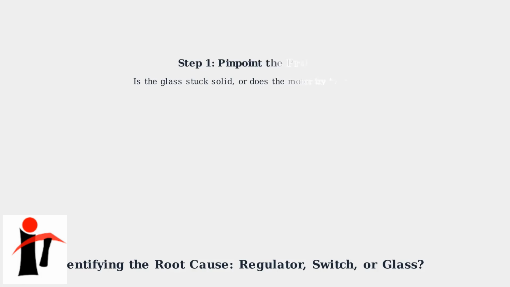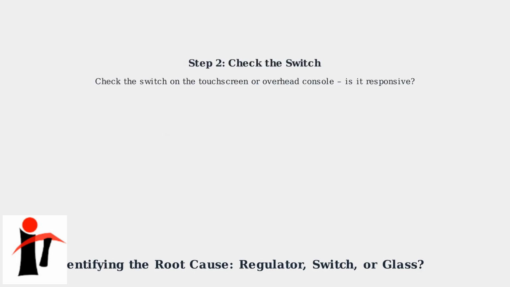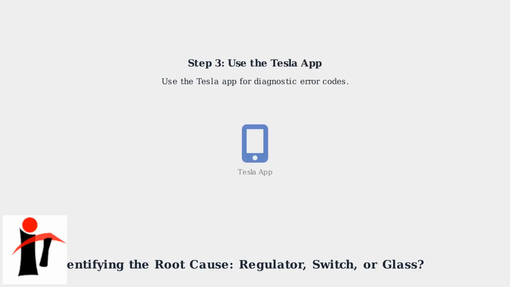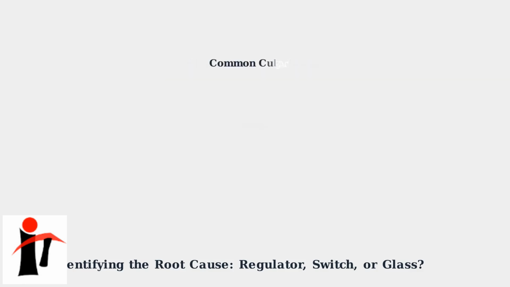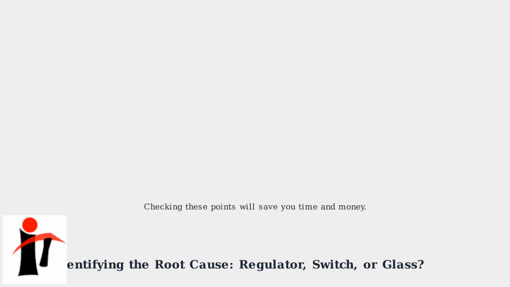The first step in fixing the Tesla Model S rear window issue is identifying the root cause. Start by pinpointing the problem. Is the glass stuck solid, or does the motor try to move it? Next, check the switch on the touchscreen or overhead console to see if it's responsive. Then, use the Tesla app to check for diagnostic error codes. Common culprits include a failing regulator, a faulty switch, or physical obstruction of the glass panel. Checking these points will save you time and money.